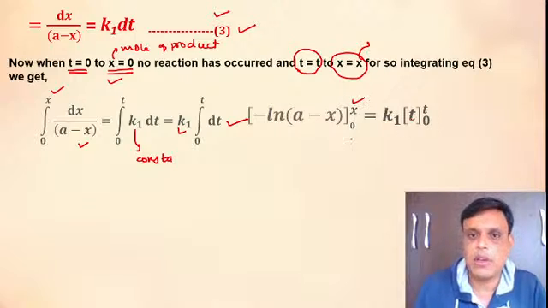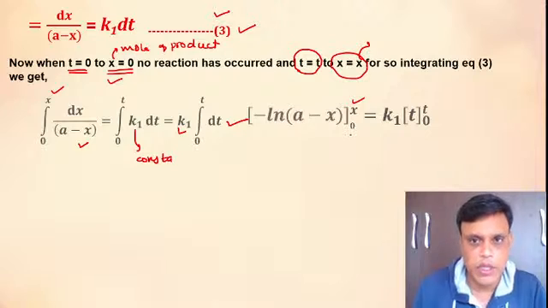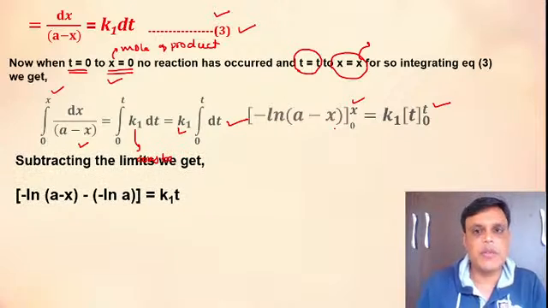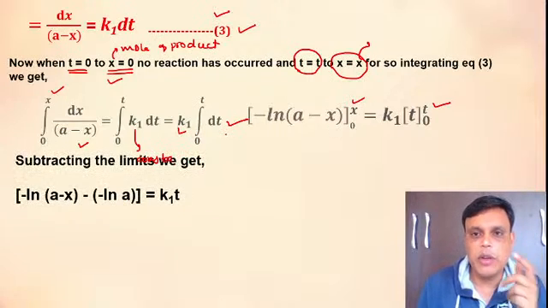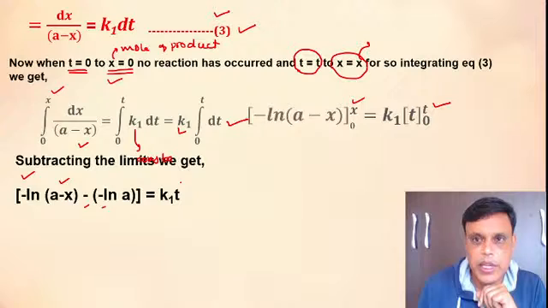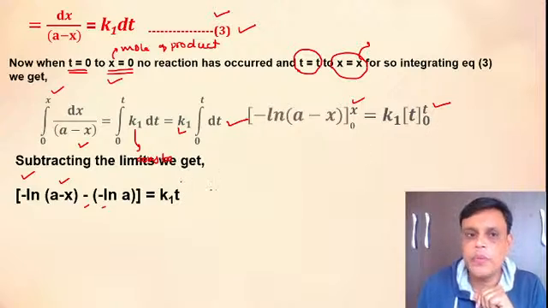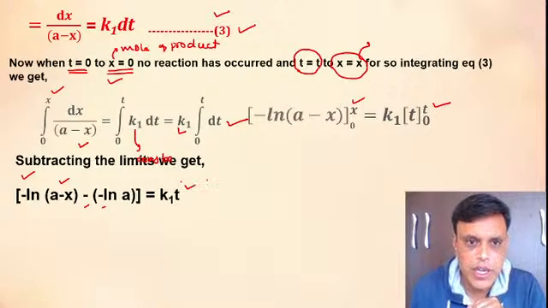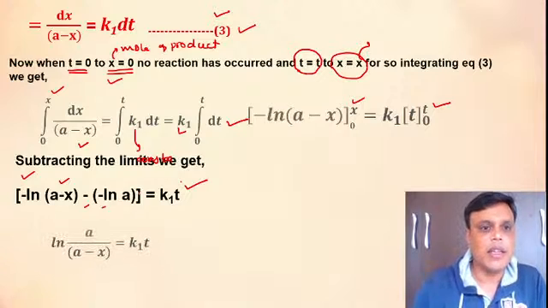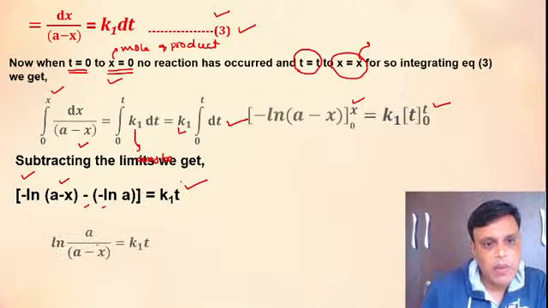This is your limit for number of moles of product formed, that means for concentration, and this is limit for your time. ठीक है. So after subtracting lower limit from upper limit we will get minus ln a minus x minus ln a is equal to k1 t. ठीक है, so you will get t here only because t minus 0 will give you t. So after subtracting lower limit from upper limit you will get this equation. Then we will write this ln a by a minus x is equal to kt.